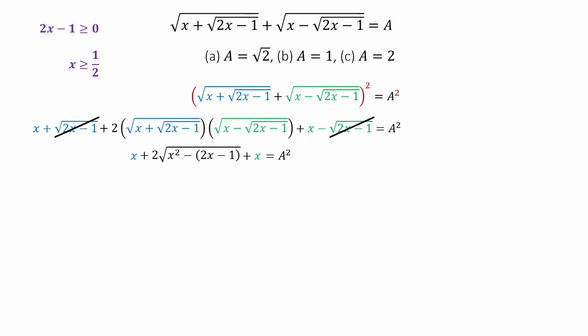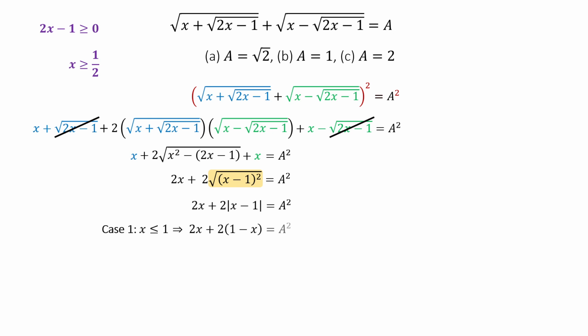Simplifying inside the square root gives 2x plus 2 times the square root of (x minus 1) squared equals a squared. The square root of (x minus 1) squared equals the absolute value of x minus 1. Here we need to consider two cases based on the value of x. When x is less than or equal to 1, we have 2x plus 2 times (1 minus x) equals a squared.